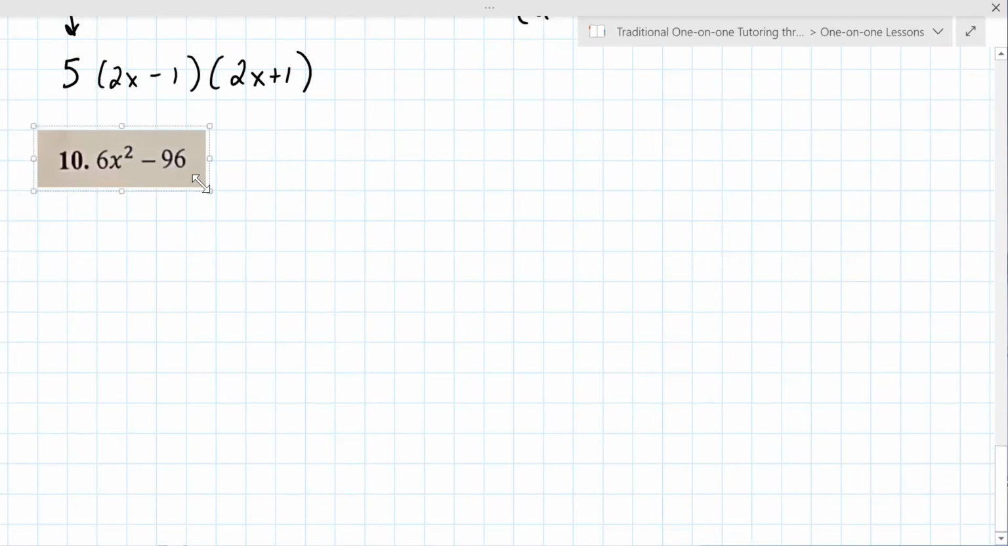Okay, got it down. All right, so let's look at 10. So for 10, what number divides both of these? You try the smaller number, like does 6 go into both? And it does. So 6x squared divided by 6 is x squared, and 96 divided by 6 is 16.